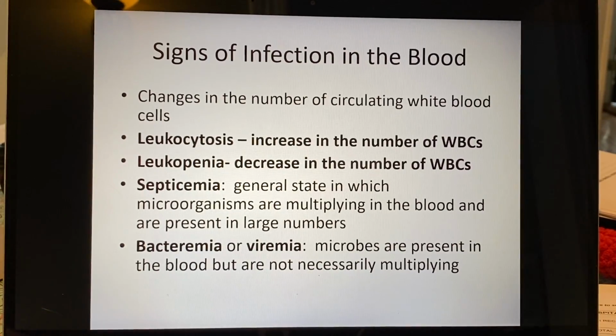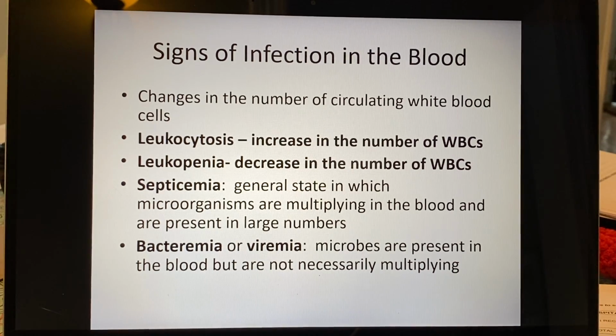So I'd mentioned those terms, leukocytosis and leukopenia. So here are some signs of infection in the blood. And in chapter 16, we're going to talk more specifically about the different types of white blood cells and what this means. But basically, when a patient's blood is sent to the lab, they're going to measure how many red blood cells, how many white blood cells, how many platelets. So if you see an increase in the total number of white blood cells, that indicates a condition called leukocytosis, and that indicates that the patient is fighting some type of infection.